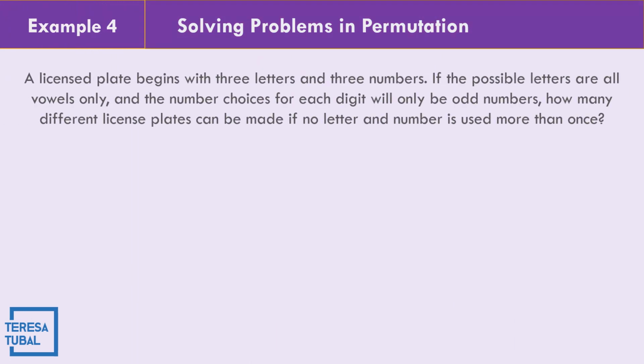In example number 4, a license plate begins with 3 letters and 3 numbers. If the possible letters are all vowels only, and the number choices for each digit will only be odd numbers, how many different license plates can be made if no letter and number is used more than once? Let us give the illustration.